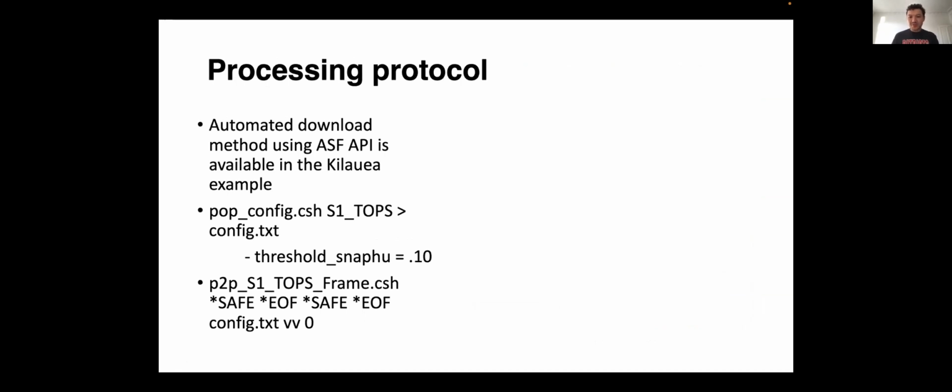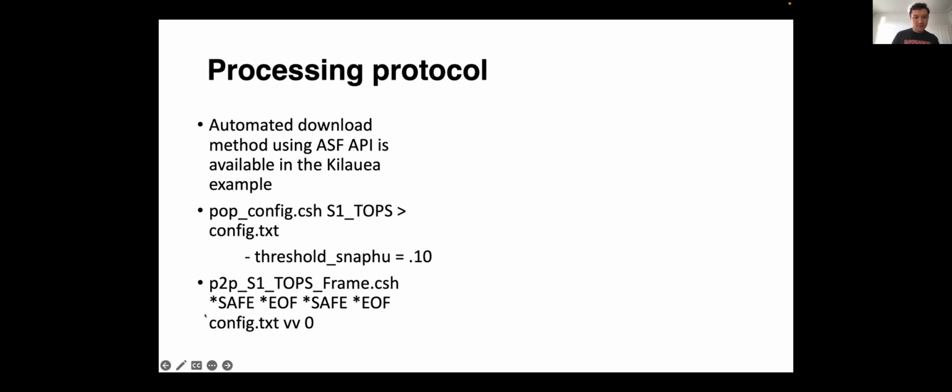The processing in GMTSAR, the processing of a pair of images, is super straightforward. There are basically two commands to run, but before running, of course, I downloaded the data, the images, and the associated orbits. Then I ran a pop_config script that makes a configuration file, and I used all the default parameters for Sentinel, except for the threshold snaphu, which is for unwrapping filtering. The recommended one was 0.1, and I used this. And the main script is p2p, and there is a special one for Sentinel, and I used this one.